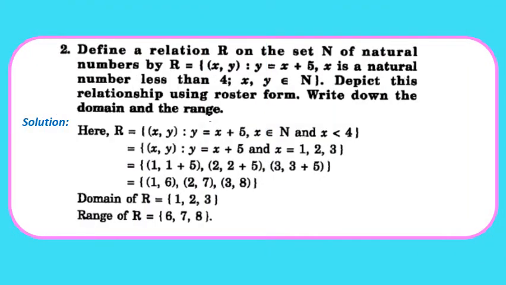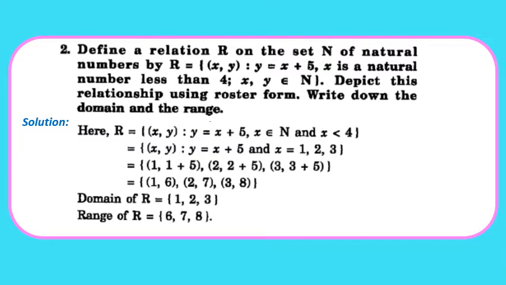Next is question number 2. Define a relation R on the set N of natural numbers by R equals to the ordered pair (x, y) such that y is equal to x plus 5, that is, second element is equal to the first element plus 5, where x is a natural number less than 4 and (x, y) belongs to N. Now depict this relationship using roster form. Write down the domain and the range.